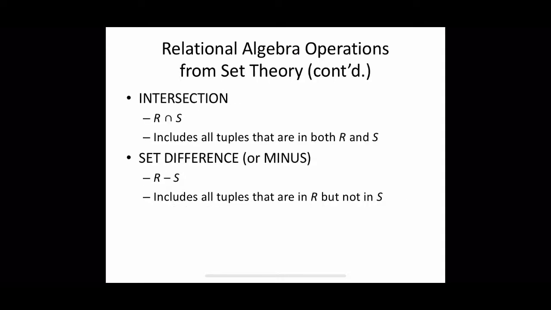And the second one is intersection, R intersection S, which includes all the tuples that are in both R and S. And the third one is set difference, or minus. R minus S will be the algebraic representation, which includes all the tuples that are in R but not in S. This is the condition.